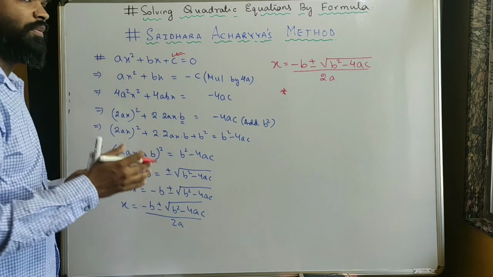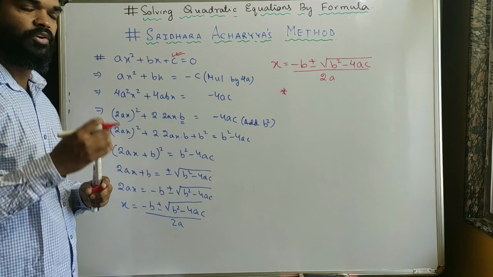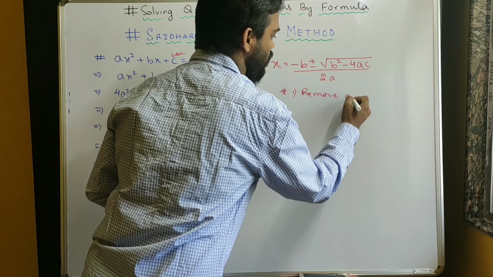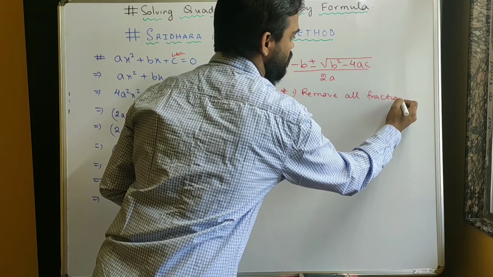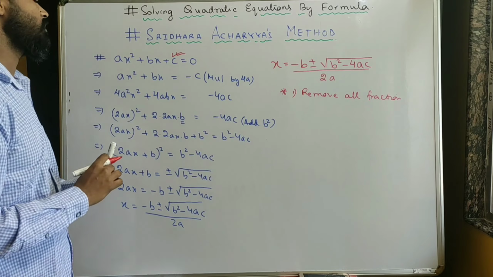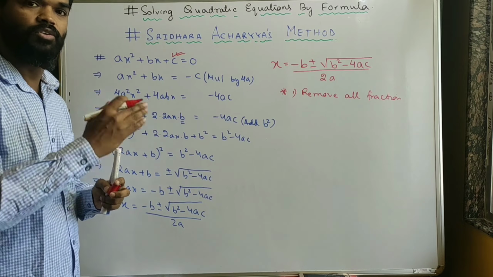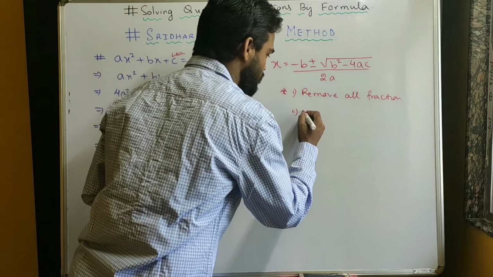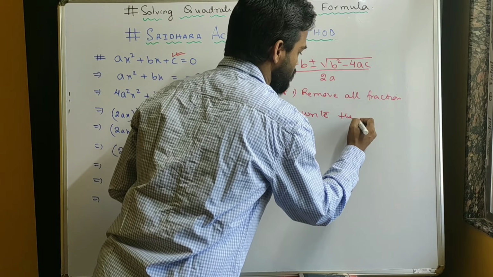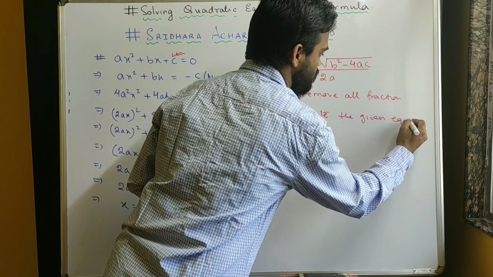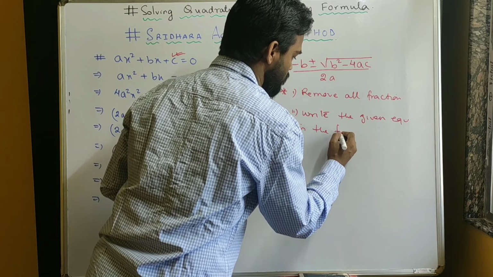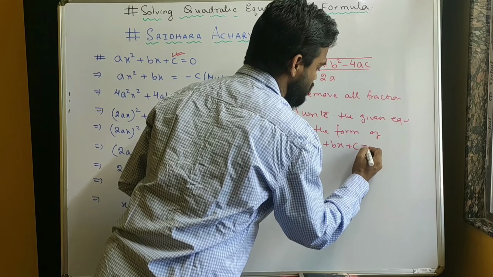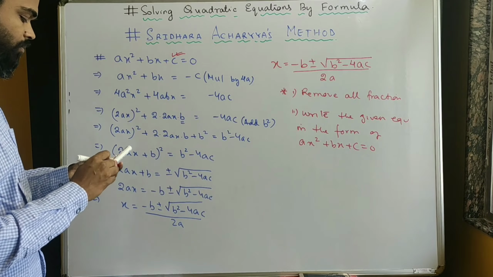Clear? Now before solving it by this method, remember a few things. First of all, remove all fractions. If in a question ax square plus bx plus c you see there are fractions, try to remove all the fractions, okay? Then next step, write the given equation in the form of ax square plus bx plus c equals 0. Write it in this form.